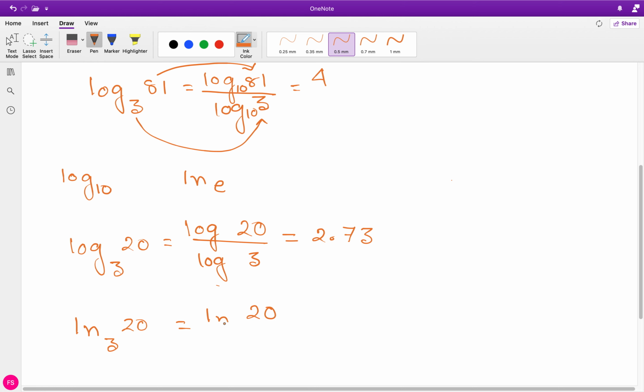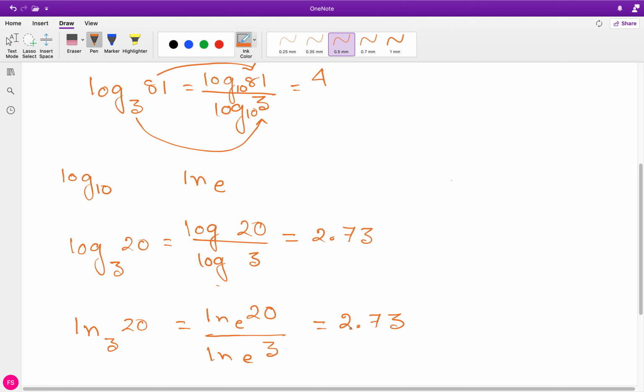Now if you just write ln, the calculator assumes that the base is e. And also the base of ln is always e. That's why it's called ln. Divided by ln 3, this goes down, and the base is also e. You don't really need to write it. Put it in the calculator, you will also get 2.73.